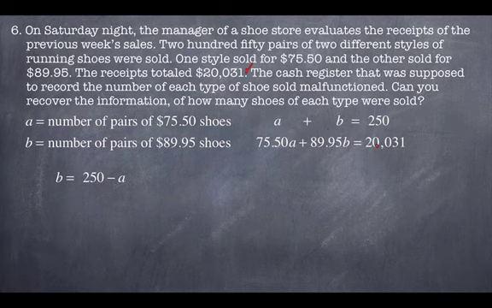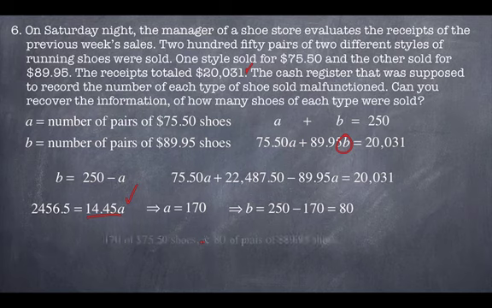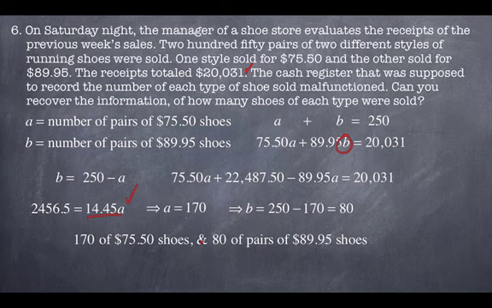I'm going to solve for B and substitute B in here. I'm skipping some of the algebra, distributive property, but you should be able to follow. At this point, combine these A's, move them to the other side, take away 20,000 from this side, and that's how we end up with this equation. Divide both sides by this number, and you end up with A is equal to 170, B is equal to 80. This is the answer to number 6.